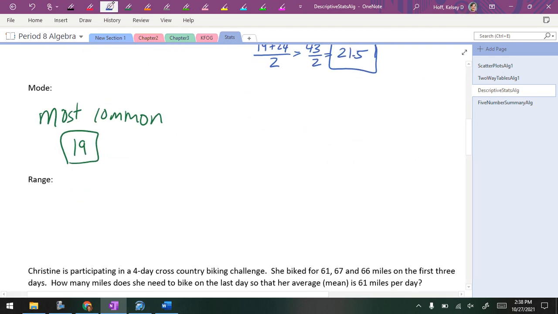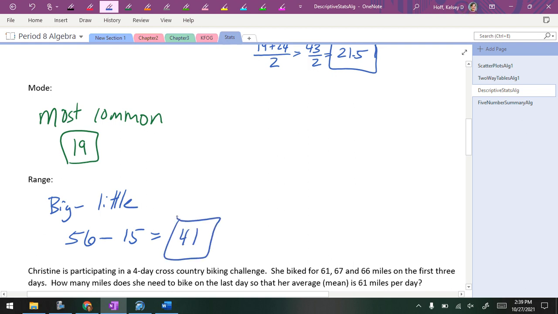Range. Very good. Big minus the little. Again, because of your median, you already know this. What's your biggest number? 56. What's your littlest number? 15. 56 minus 15 is 41.